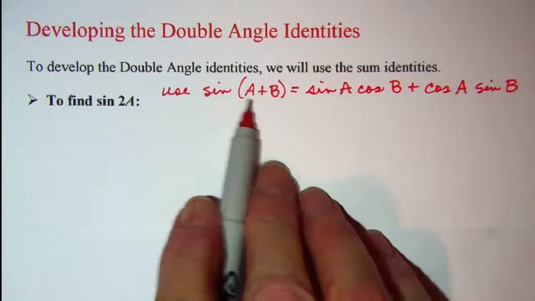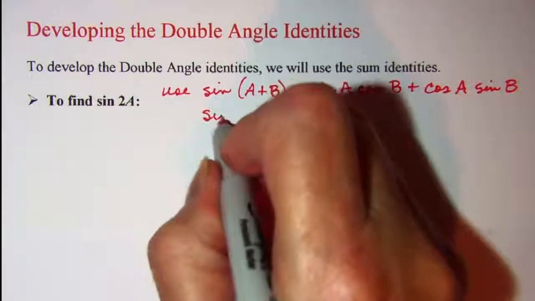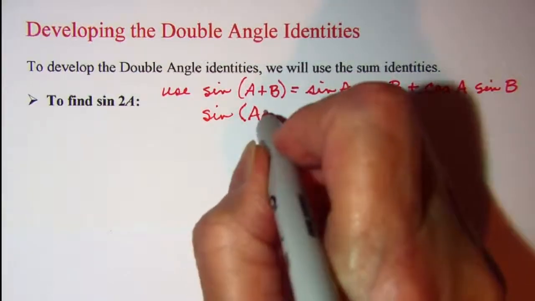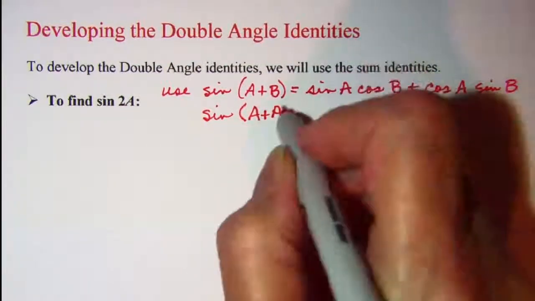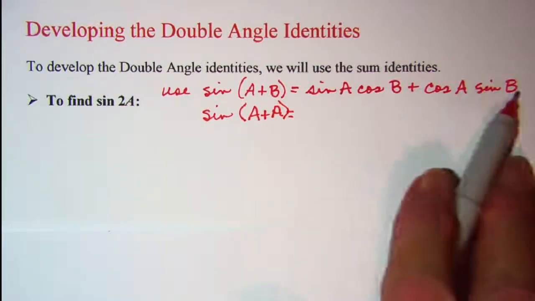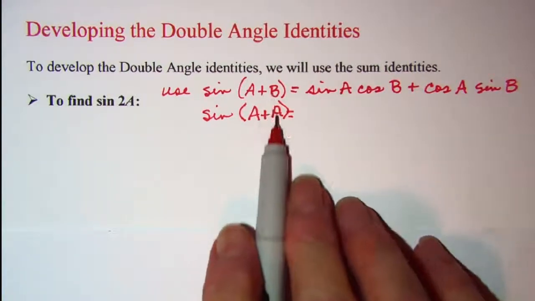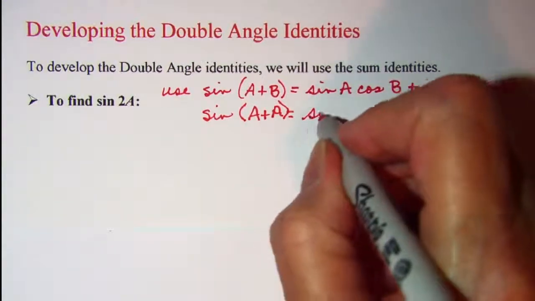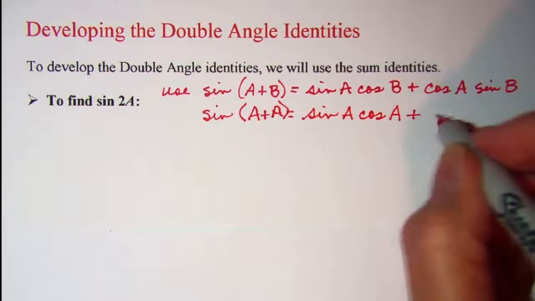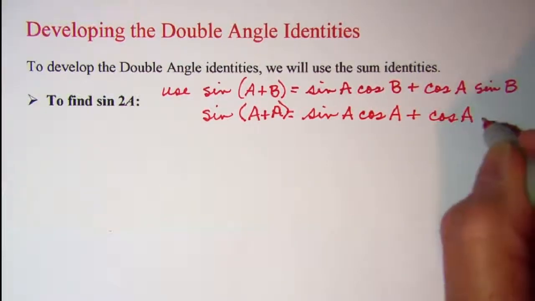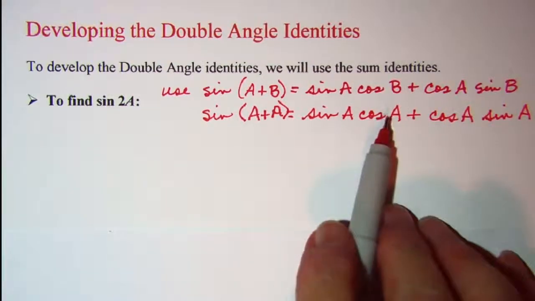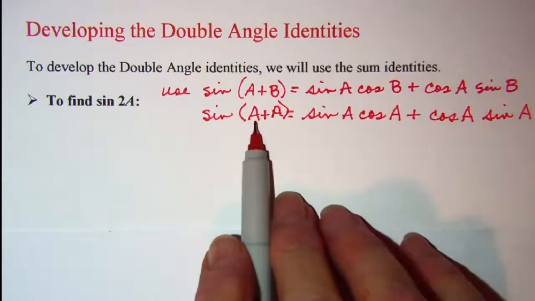Now the only thing this changes is that if we want the sine of 2a, that's the same as the sine of a plus a. So basically it's the same thing, but instead of putting a b here and here, we'll have another a. So this is the sine of a times the cosine of a plus the cosine of a times the sine of a. All we did was take the b out and put in another a because we're doing a plus a.